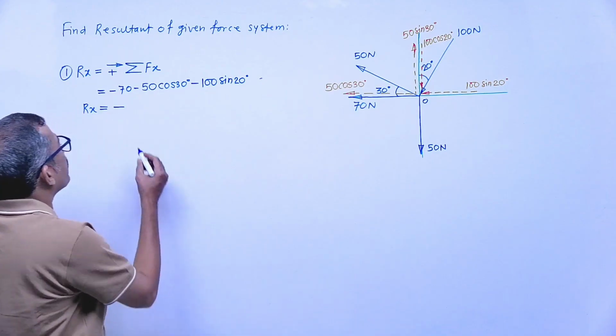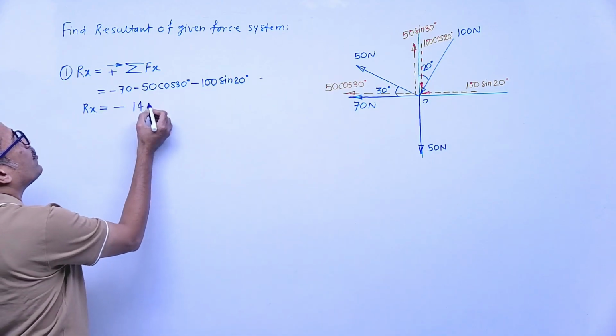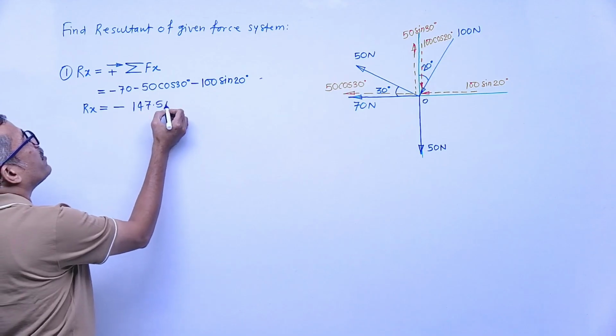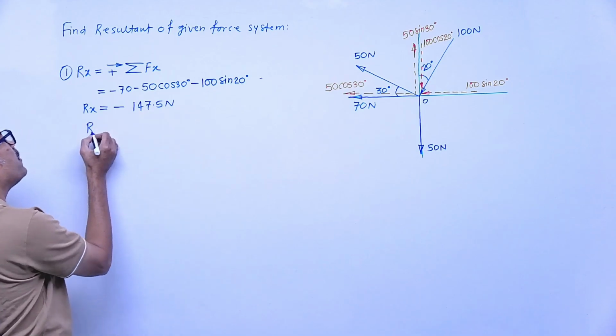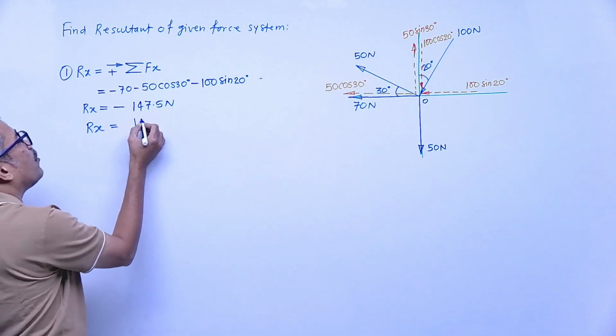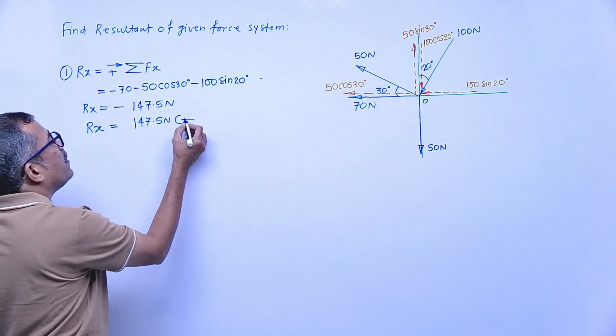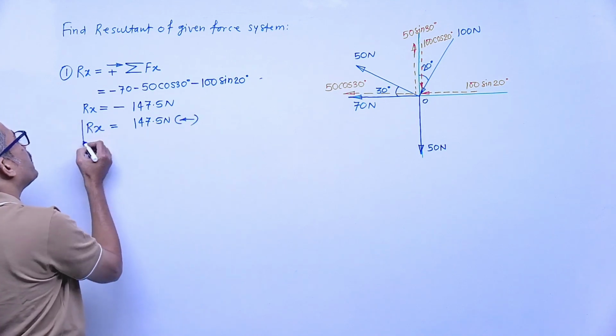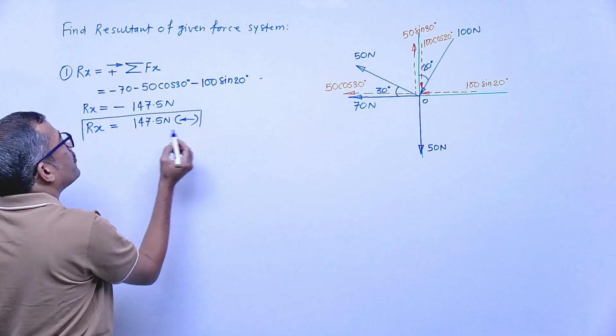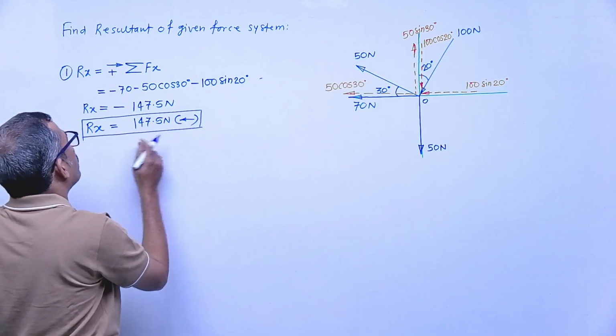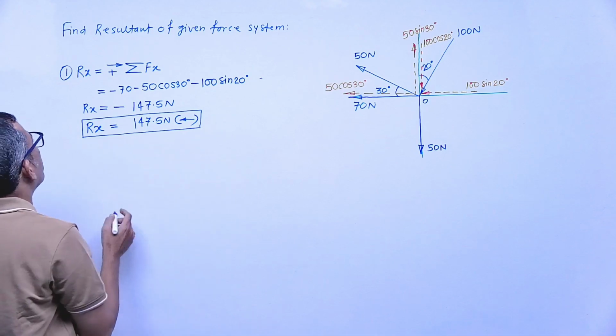Do you get 147.5 Newton? How much? 147.5 Newton. The answer is negative, which means this component acts in which direction? Leftward. What you are getting here is Rx, the component of the resultant along the x-axis.